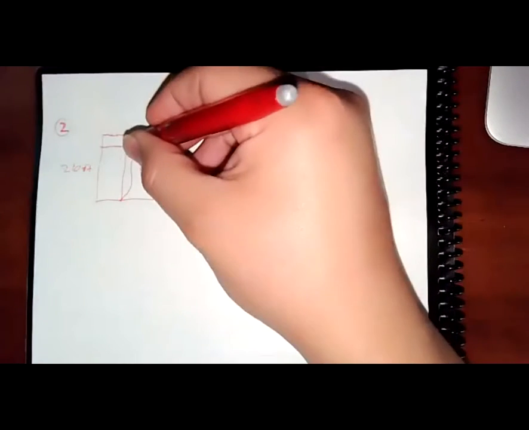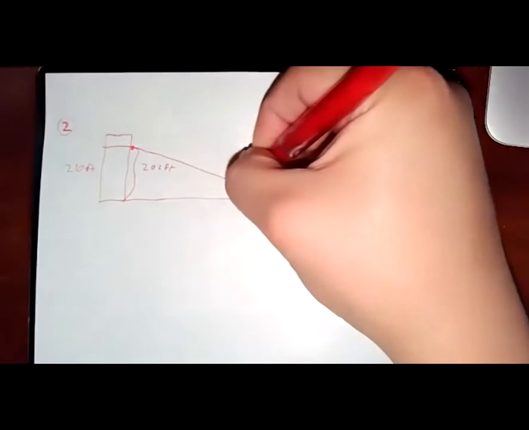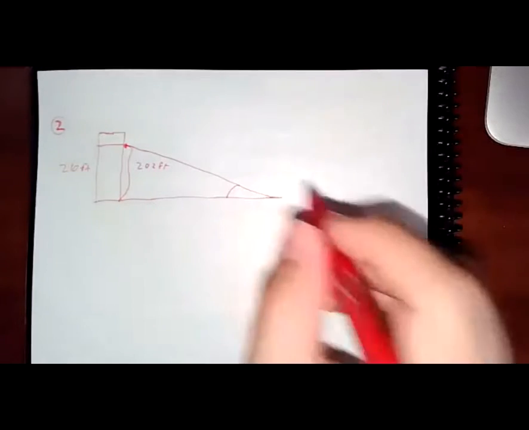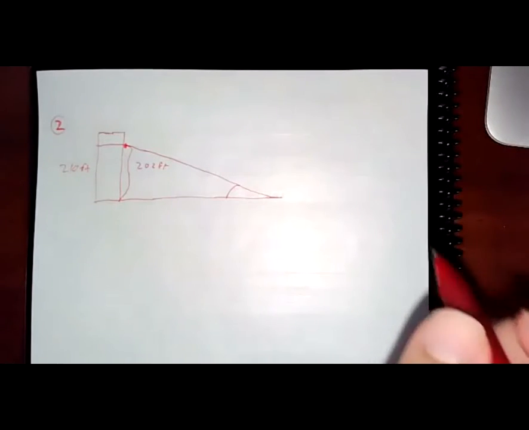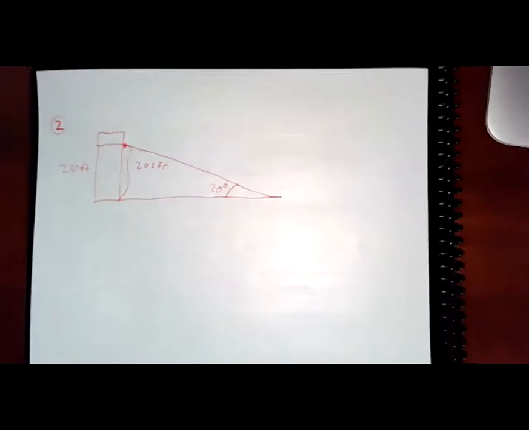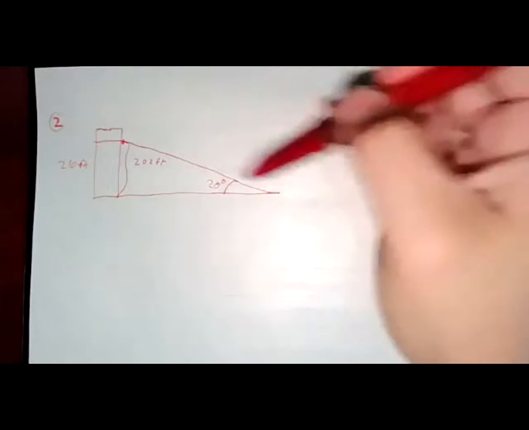So we have a wire, and we're connecting it all the way down to some place. The angle made here is 20 degrees with the ground. So 20 degrees. Okay. Give your engineer a tenth of a foot, and they want to know how long the guy wire should be. So they want to know how long this wire is, in other words, the hypotenuse.